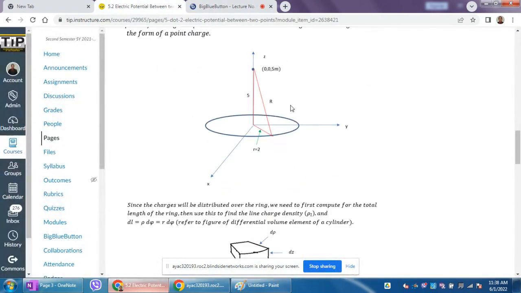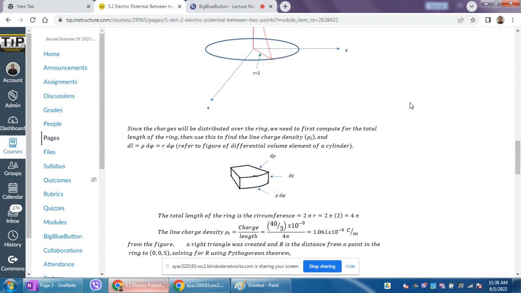Okay. So, line po ito, tapos circumference. Tapos ito, pinakita ko po ito sa inyo. Since the charge will be distributed over the ring, we need to first compute for the total length of the ring. Then use this to find the line charge density rho L, and dL, which is equal to rho d-phi or r d-phi. Refer to the figure.